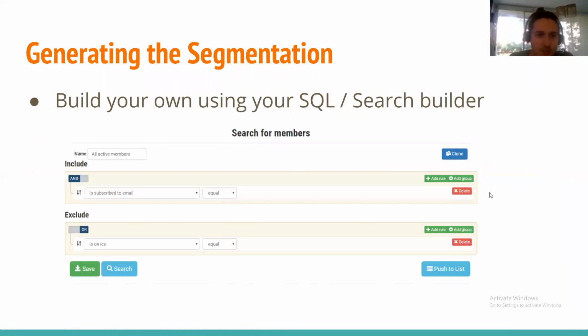Okay, so just jump onto the next bit. The next stage is actually just a practical thing of generating the segmentation. That's going to be different depending on what system you're using to send emails. Some systems might already offer something like this. One system which a number of groups internationally use has this built in.